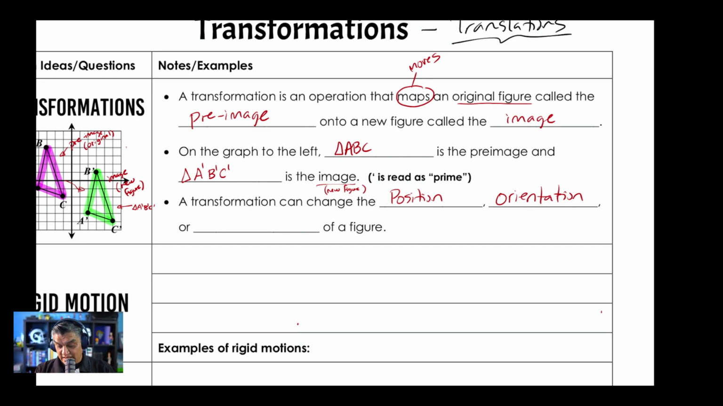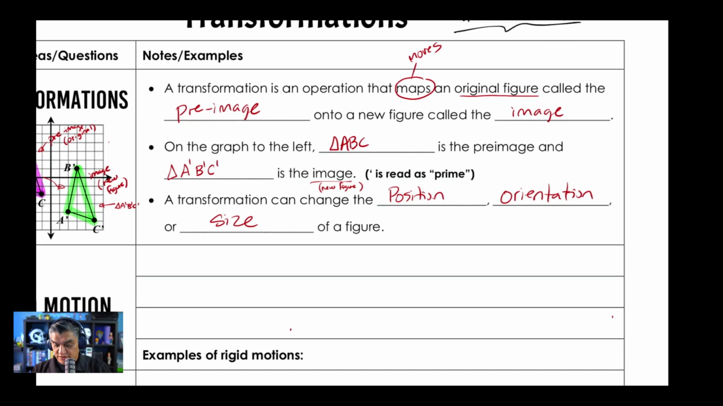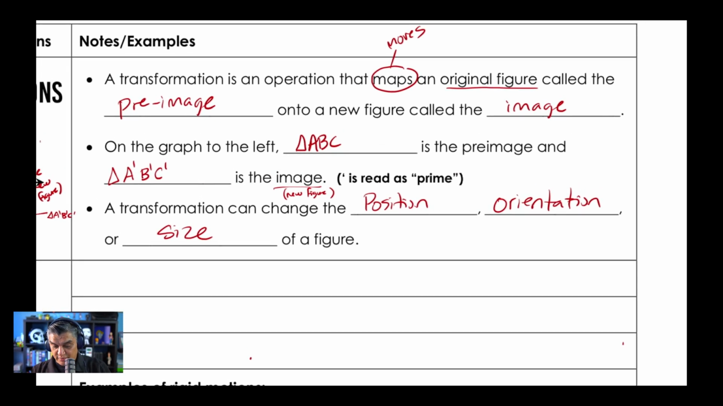And the last thing is I can change the size of a figure. So here's the flashlight. Now it's bigger. Now it's smaller. Now it's bigger. Now it's smaller. I can change the size. Now, Mister, you're not actually changing the size, but the picture you see on the screen is actually getting bigger and smaller, right? I know the flashlight isn't literally getting bigger or smaller, but the picture you see on the screen is looking bigger and smaller. So those are the three things I can do. So I'm going to give you a minute to copy this.